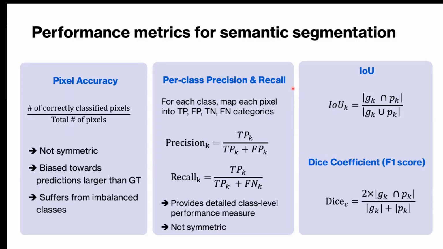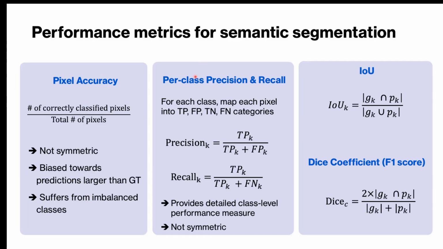Now let's look at some performance metrics for semantic segmentation. Remember that semantic segmentation is essentially pixel-wise classification. Therefore, one of the early performance metrics is based on pixel accuracy, which is the number of correctly classified pixels divided by the total number of pixels. However, this measure has several drawbacks. That is, it doesn't have the symmetric property, it is biased toward predictions that are larger than ground truth, and also it suffers from imbalanced classes.